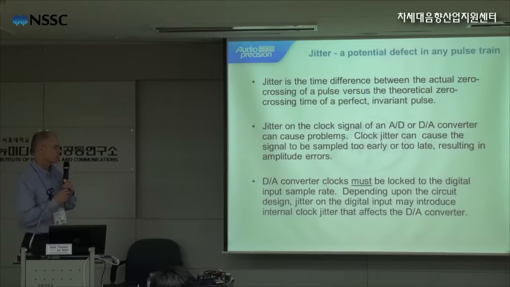Jitter on the clock signal of an A to D or D to A converter can cause problems. Clock jitter can cause the signal to be sampled too early or too late, resulting in amplitude errors. Digital to analog converter clocks must be locked to the digital input sample rate. Depending on the circuit design, jitter on the digital input may introduce internal clock jitter that affects the D to A converter.